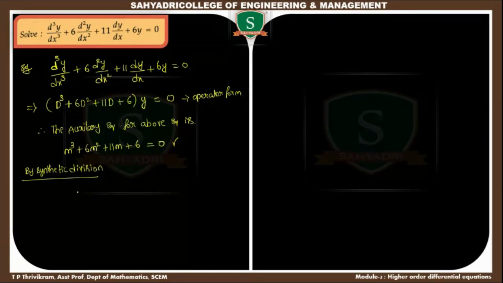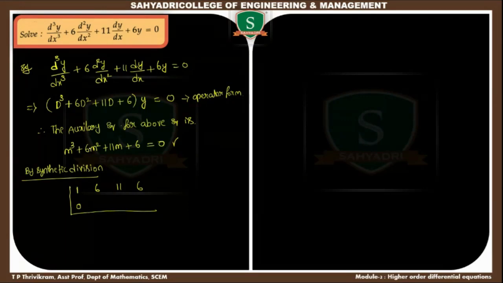Okay, so what I'll do is, first I'll write the quotients of all the things. 1, 6, 11, 6 is there, in an order wise I have taken: m cube, m square quotient, m quotient and constant. Now write the equation like this. First term you put 0.